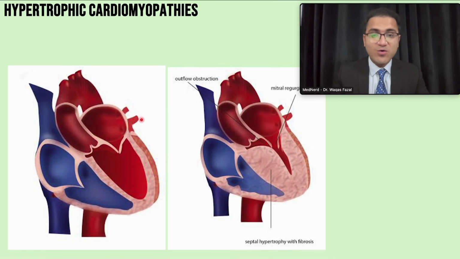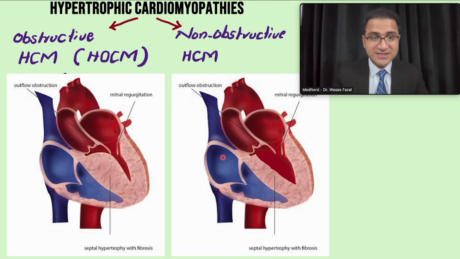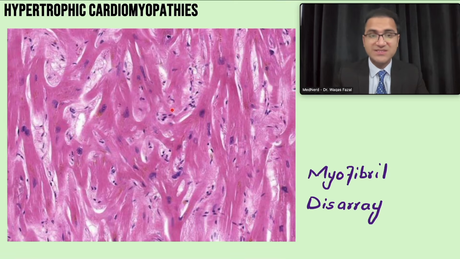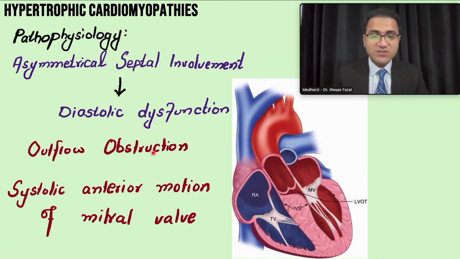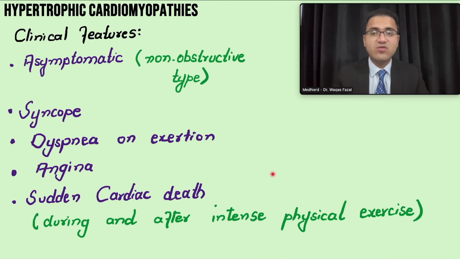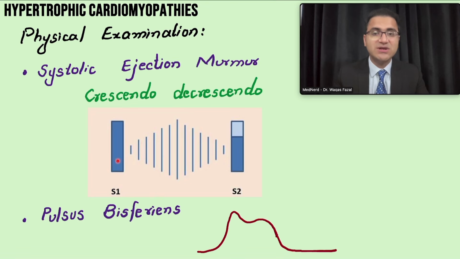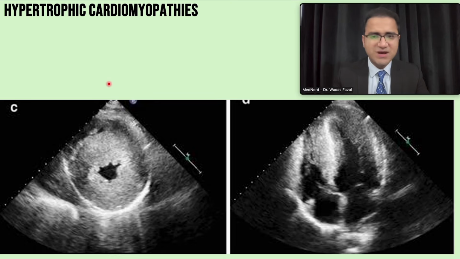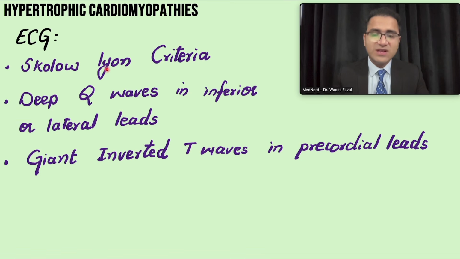We talked about what is hypertrophic obstructive cardiomyopathy, the septal thickening that takes place, it's a genetic disorder, the obstructive and non-obstructive type. Genetics play an important role. Myosin heavy chain, myofibril disarray takes place. Outflow obstruction due to anterior motion of the mitral valve. What worsens the left outflow obstruction, the clinical presentation, the crescendo-decrescendo murmur, maneuvers and their effect on the murmur intensity, echocardiography, the best test, the ECG findings.